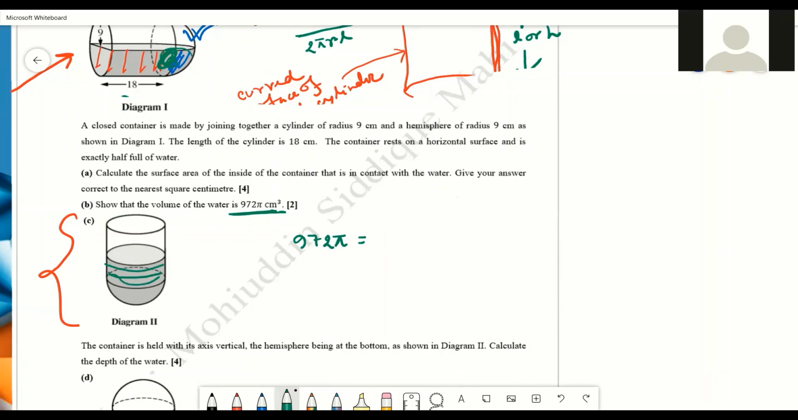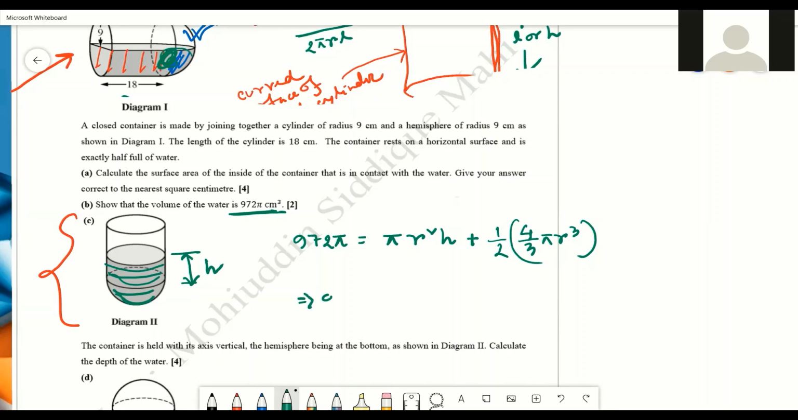Let's consider the height of the cylinder as h. So what's the formula of a cylinder? Pi r square h plus, and this is a hemisphere. Hemisphere is half of a sphere. So 4/3 pi r cube, half of 4/3 pi r cube. That's the volume of the sphere.